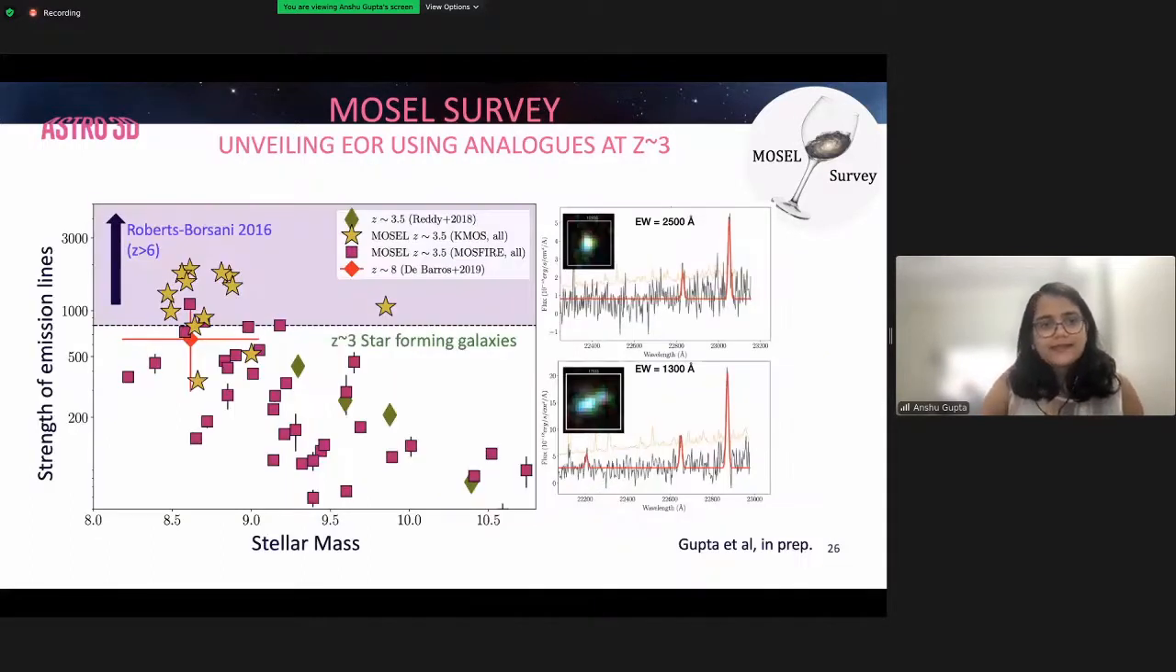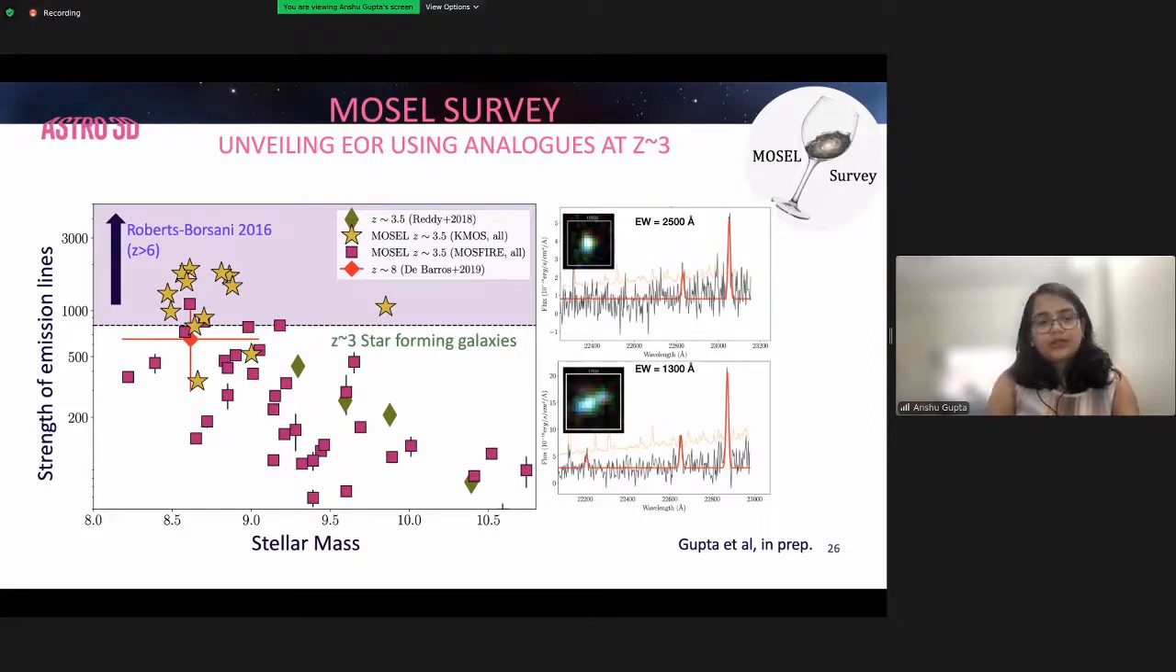So this is our sample. The golden stars and the pink squares are our MOSEL sample. On this plot, I'm showing the strength of emission lines as a function of stellar mass. The red diamond is the median emission line strength and stellar mass of galaxies at redshift 8. You can see that a large fraction of our galaxies have similar emission line strengths and stellar mass to redshift 8 galaxies.